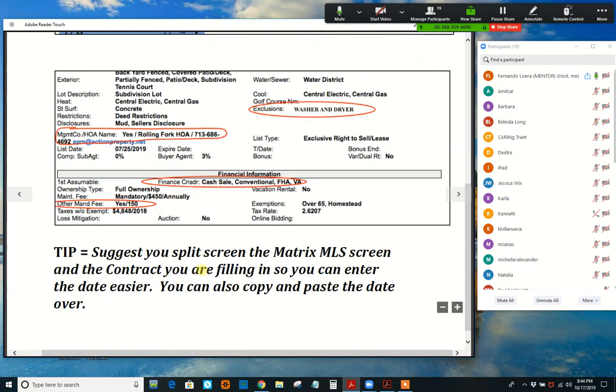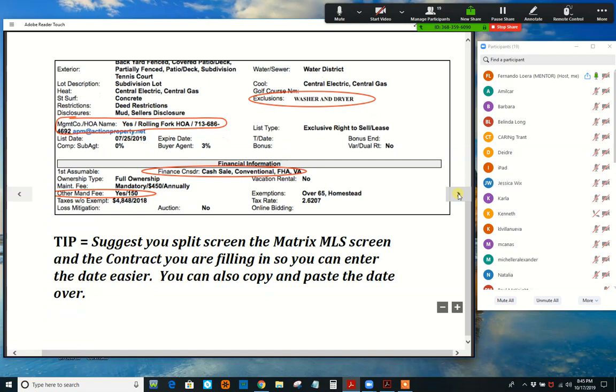One tip: whenever you start working on contracts, hopefully you have a big screen, but if you don't, you can still probably do it. Try to split the screen between Matrix MLS and the contract itself, so you can see both together and almost do a copy and paste. So that's just a little tip. And by the way, I put the word date here, and it's supposed to be data. I apologize for that.